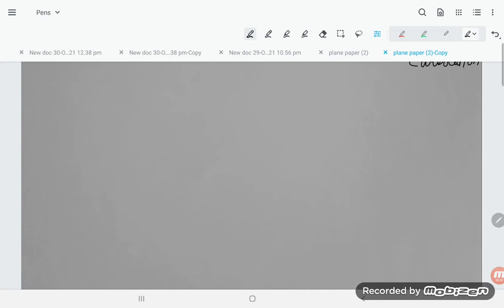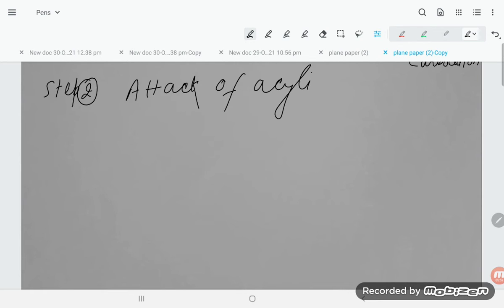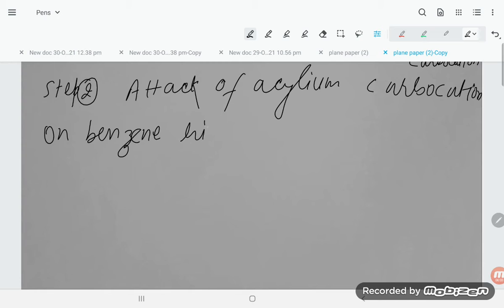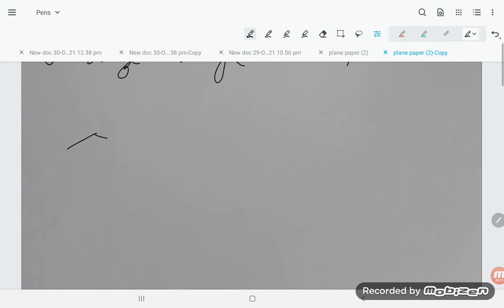Now step number 2, let us try to understand step number 2. So this is the attack of what? Attack of the acylium carbocation. Where is it going to attack, friend? On the benzene ring. And what kind of attack will it be? Electrophilic attack, friend. This is going to be an electrophilic attack. So let us try to understand this one. This step is quite a good step for understanding.